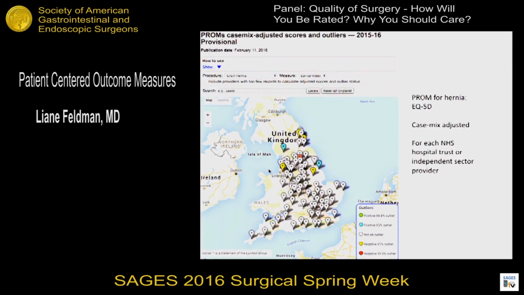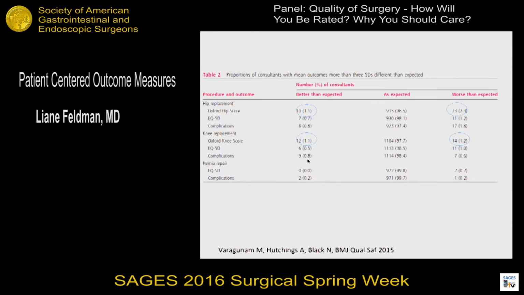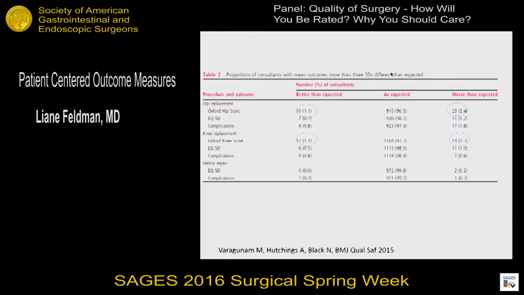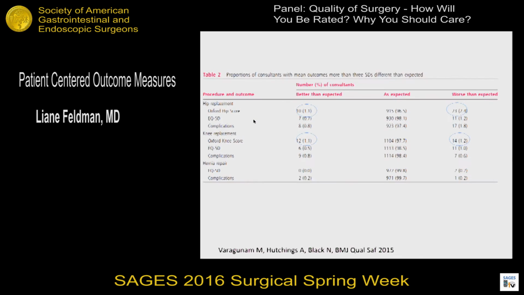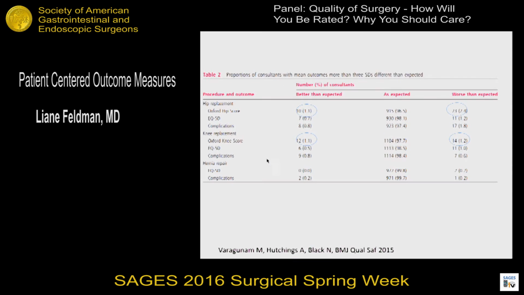And white means it's as expected, and red means you're 3 standard deviations outside of the average. And so you can see here that there's a lot of white, and there's one red and a couple of blues, which is 2 standard deviations above average. So if you look at the proportion, this is now at the individual level, at consultant level, the surgeon level, with outcomes more than 3 standard deviations different. For joint arthroplasty, they also used a disease-specific outcome. But for hernia, they only had the old EQ5D.